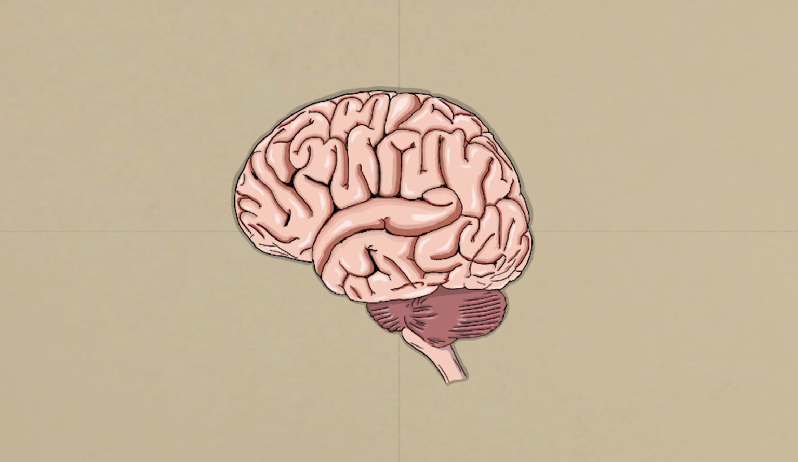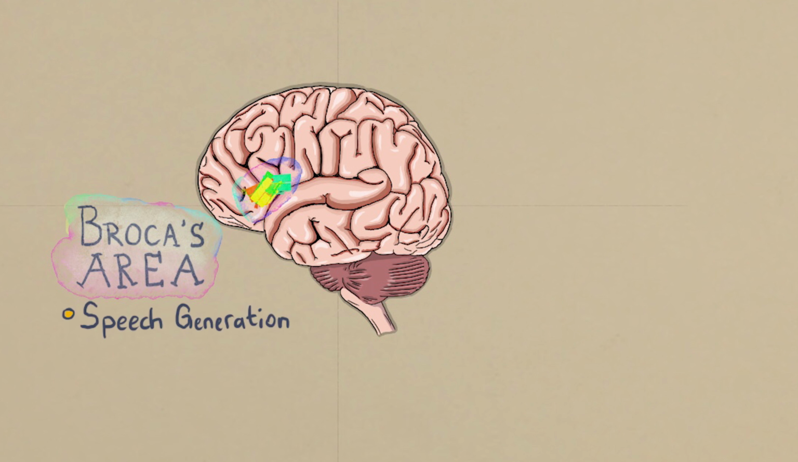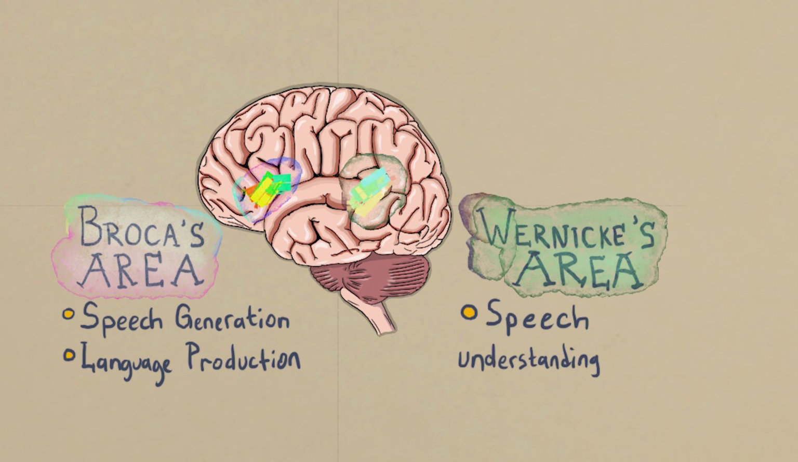We divide the brain into parts because every bit of the brain is responsible for a unique, specific function. For example, this is the Broca's area. It is a part of the frontal lobe in the left hemisphere and it is responsible for speech generation and language production. And there is another area here called Wernicke's area, which is for speech understanding, for comprehension of language.